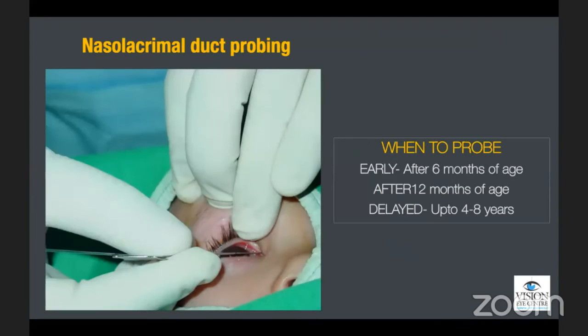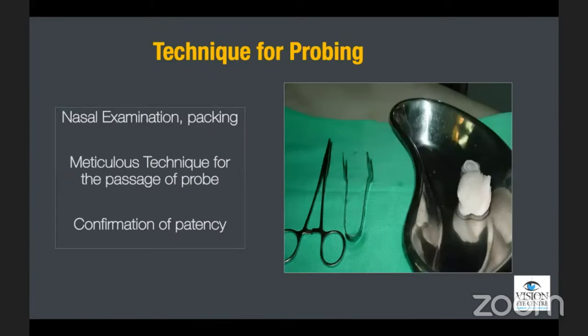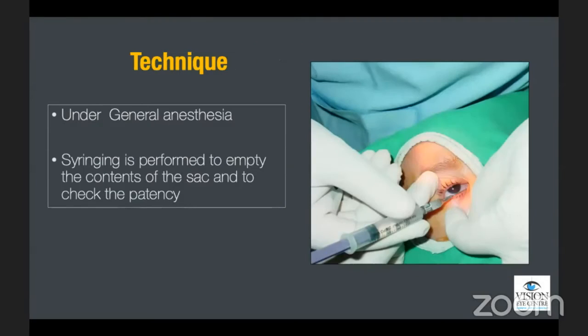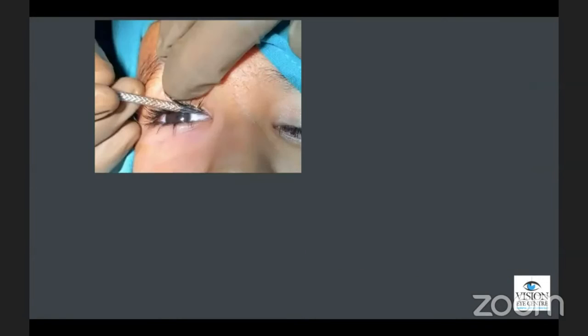So with respect to probing, we generally can wait for 12 months to probe. However, certain conditions such as dacryocele, you can probe them early, and it can be delayed up to 4 to 8 years. So the technique involves nasal packing, good examination, meticulous technique for passage of the probe, and confirmation of the patency with a syringing. And it is done under general anesthesia.